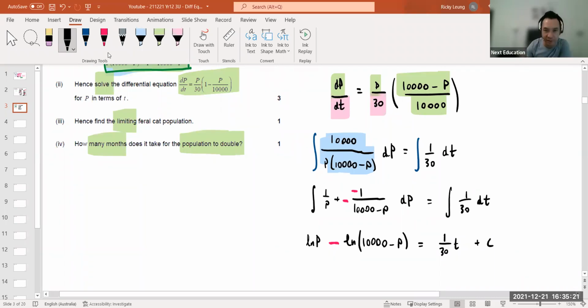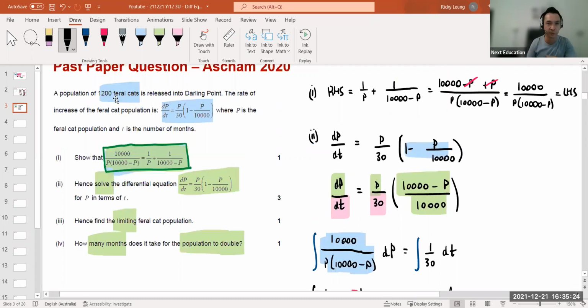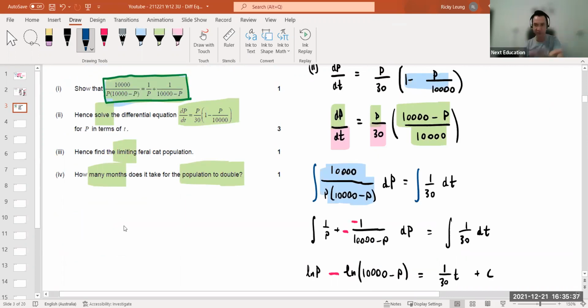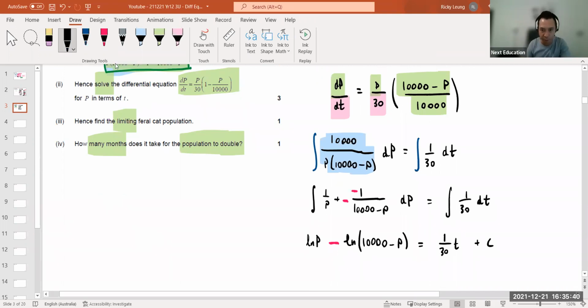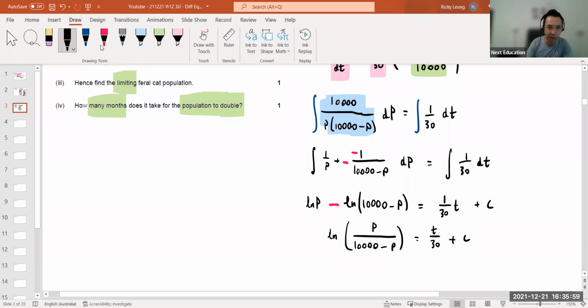Now, did I give me information in this one to find the constant? I do. Yeah, just to be absolutely clear, there it is there. So when t equals 0, the population is 1,200, right? We're going to sub that in to find it. So in this case, you don't need the capital A, capital B stuff, right? Because they give you information to find the constant. So once you get to a point where you're comfortable to sub it in, we will. And I think that point is right after this step. So minus ln of 10,000 minus P equals, let's call it, t on 30 plus C. Yeah, this feels like a good point to sub in to find my constant.